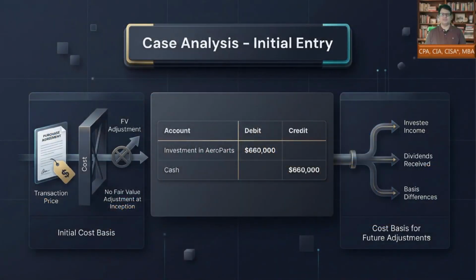The initial investment is recorded at cost. Vertex pays $660,000 for the investment. So the entry is debit investment in AeroParts for $660,000 and credit cash for $660,000. This establishes the starting carrying amount. There is no income statement effect at acquisition. All later adjustments for income, dividends, and basis differences build on this starting balance. This is the easy entry, but do not underestimate it. A clean starting point makes the rest of the case much easier.